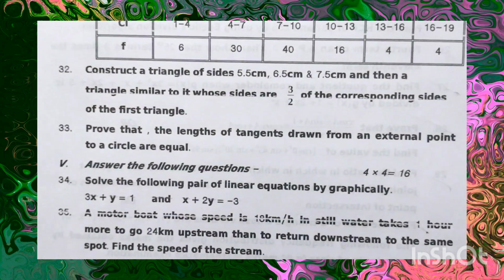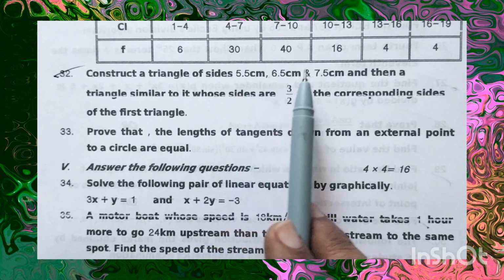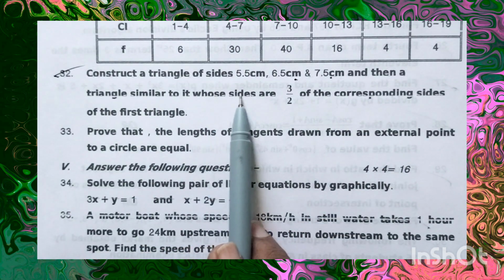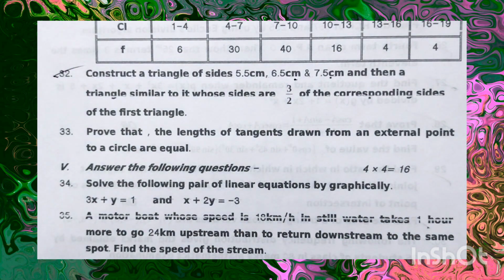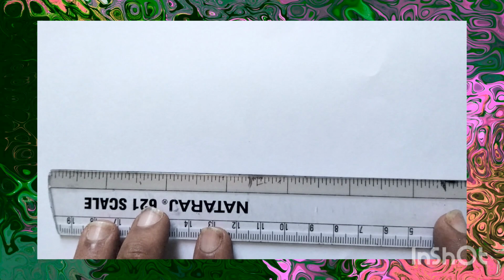So 32nd question. Construct a triangle of sides 5.5 cm, 6.5 cm and 7.5 cm, and then a triangle similar to it whose sides are 3/2 of the corresponding sides of the first triangle. Now let us construct a similar triangle for this one. Let us first draw how much is given, 5.5.